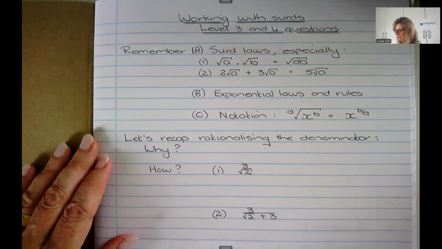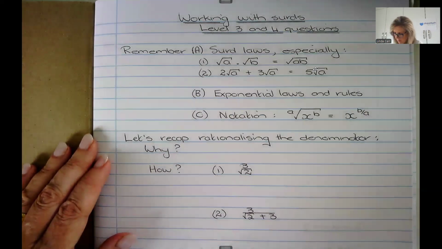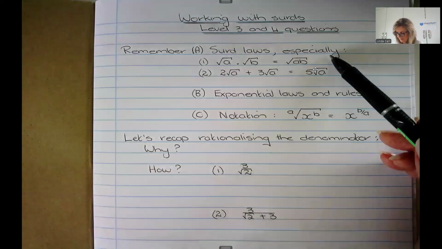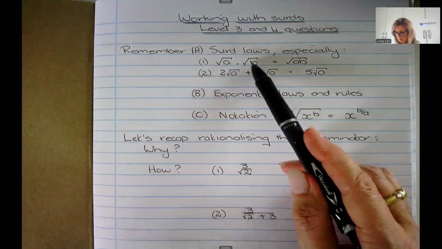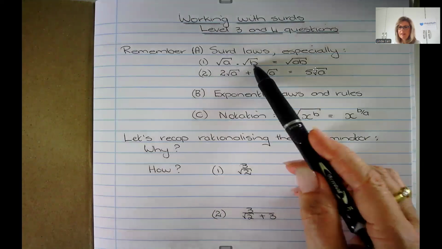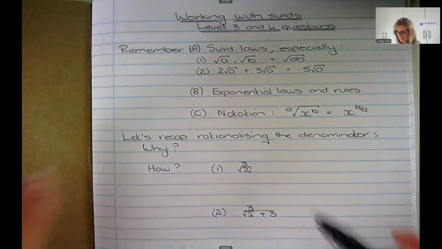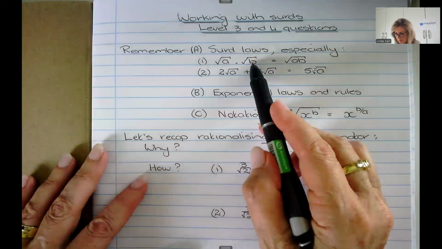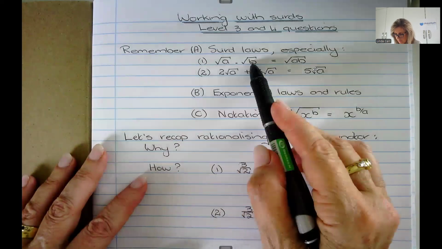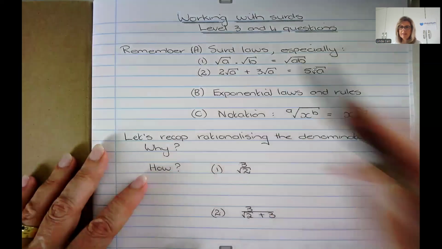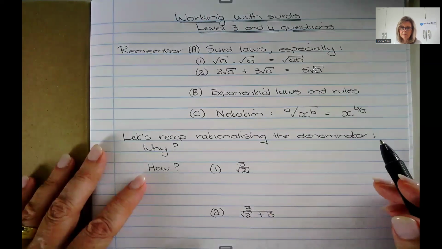Okay, so there's a couple of things that I want us to remember. First of all, you need to know your surd laws really well. Okay, so you need to know that when you multiply two like surds, by that I mean both square roots, both cube roots, you are allowed to multiply what's under the roots. So you've got the square root of a times the square root of b, which you can now say is the square root of ab.